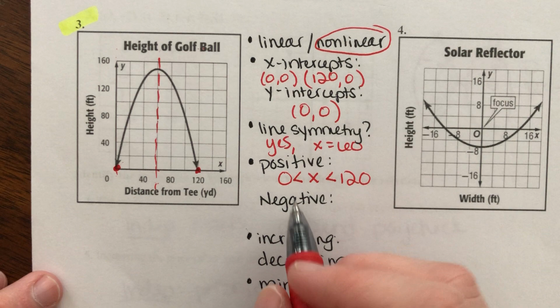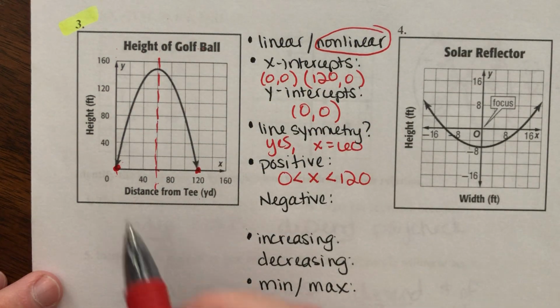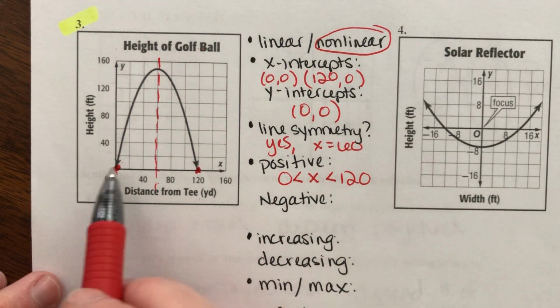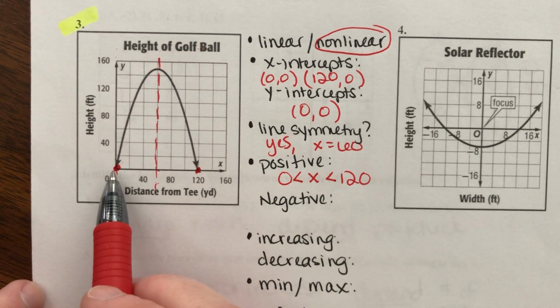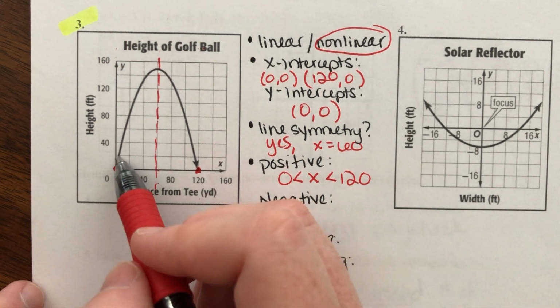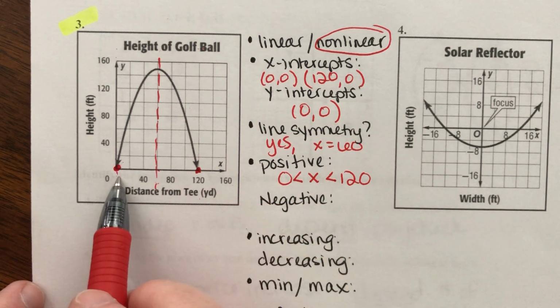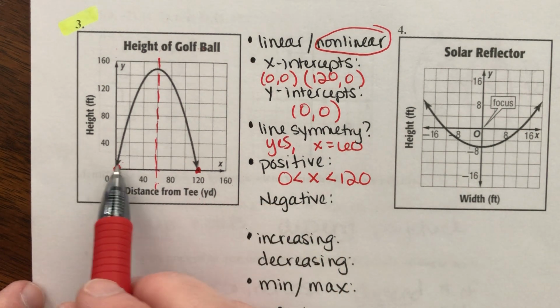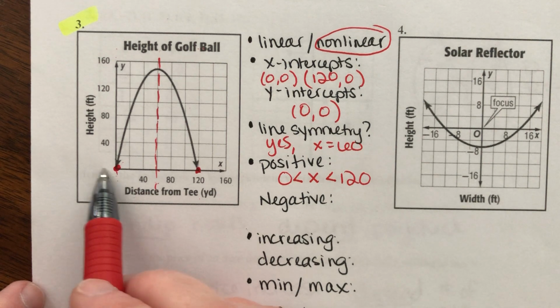Okay, where is our graph negative? Where does it go below the x-axis? Well, distance from the tee, we can't be negative. Time and distance can never be negative. It looks like as we go down here, as x gets smaller, our graph goes negative. But x can't get smaller.